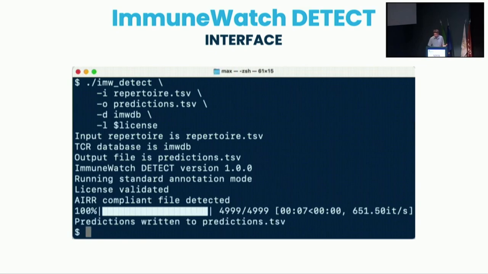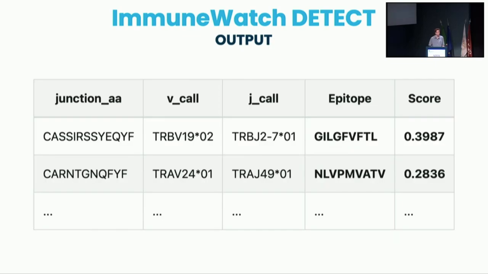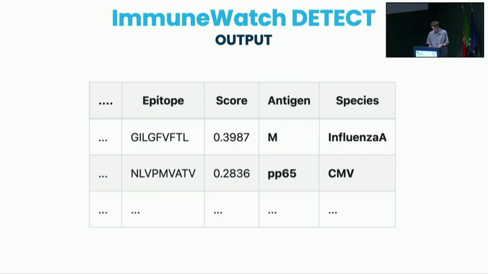So we've made the predictions. What do the outputs look like? So for each TCR, we report the epitope target for the TCR together with a score that is the probability of binding. Now we also show both the antigen and the species. So for example, the first TCR is binding an influenza epitope.